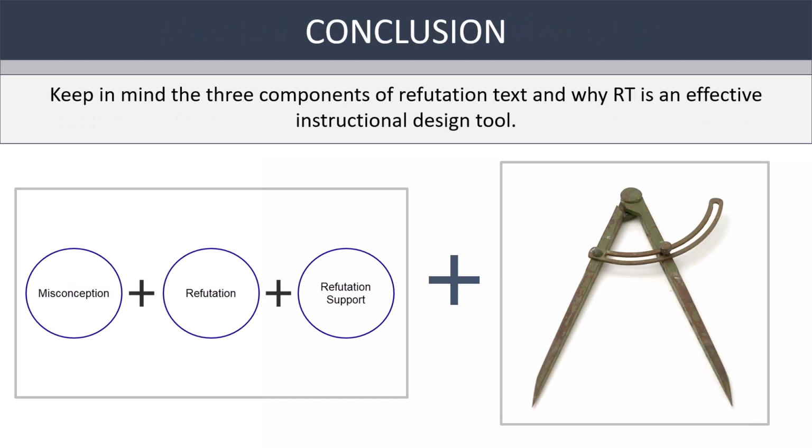Okay, so that is a quick rundown of refutation texts. Remember that there are three components: the misconception, the refutation, and the support of the refutation. Also remember that refutation text is effective because it's not domain specific and not affected by delivery medium, length, reading level, learner's age, test timing, or test location.